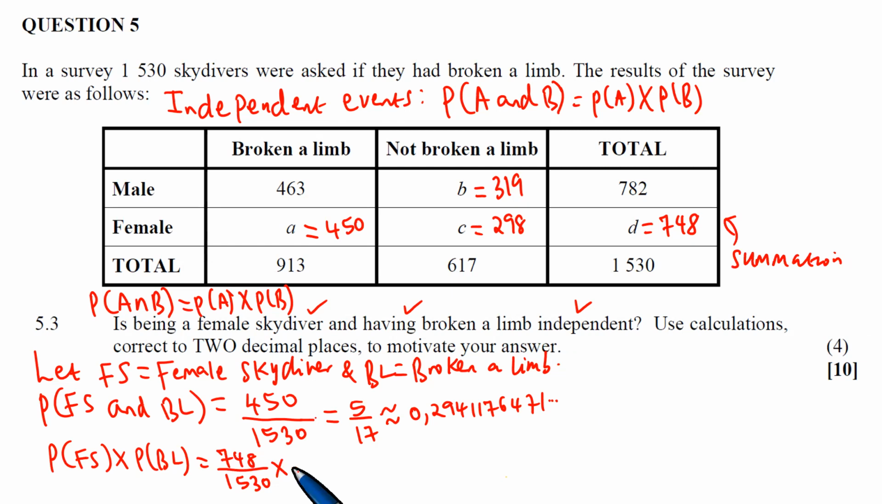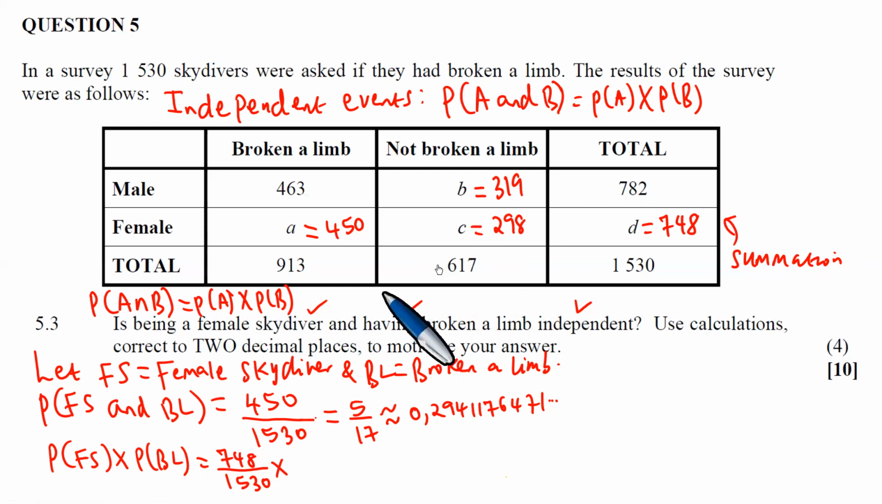Okay, what is the probability of broken a limb? First, how many have their limbs broken all together? Right, so the total of the broken limbs is you have the male and the female. Some of the males, because when you skydive, sometimes you can actually have your limb broken.